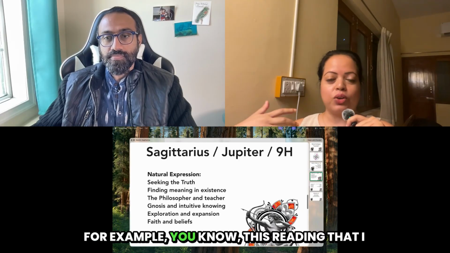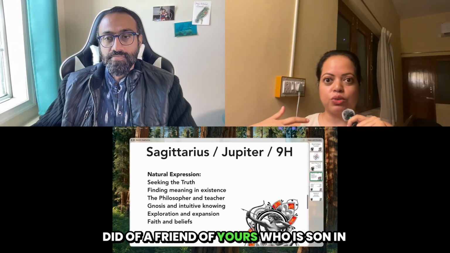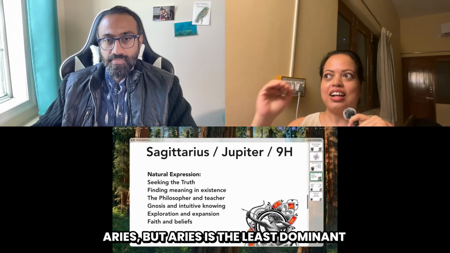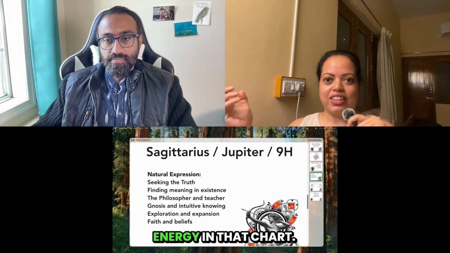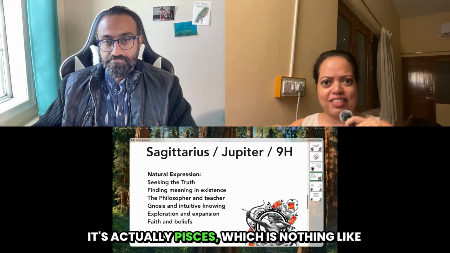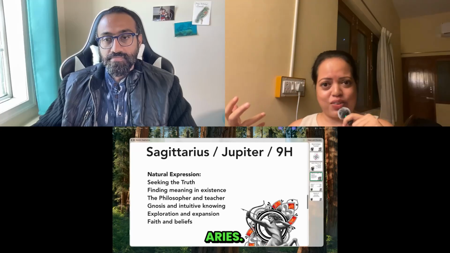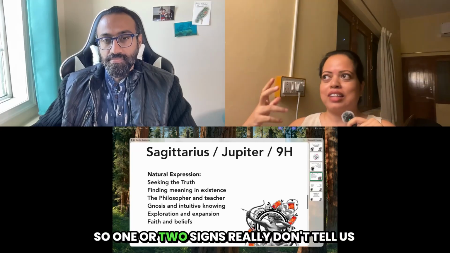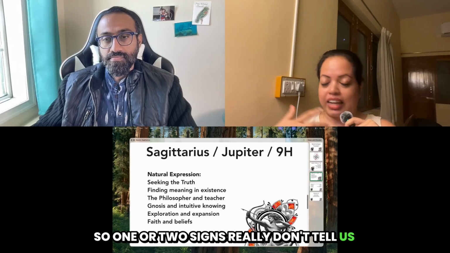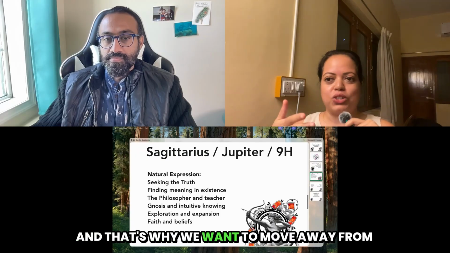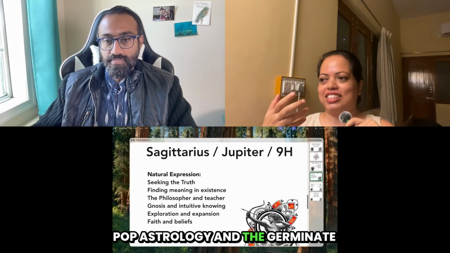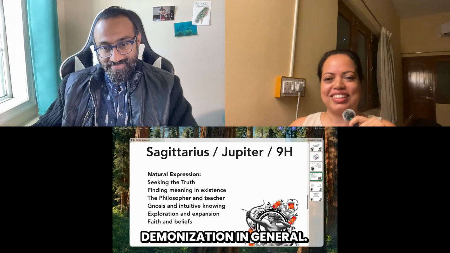For example, this reading that I did of a friend of yours who is sun in Aries, but Aries is the least dominant energy in their chart. It's actually Pisces, which is nothing like Aries. So one or two signs really don't tell us anything about that person, and that's why we want to move away from pop astrology and the Gemini demonization in general.